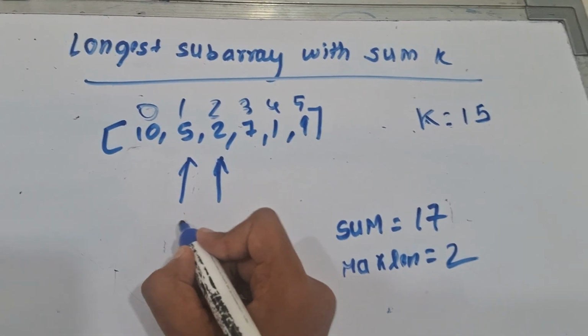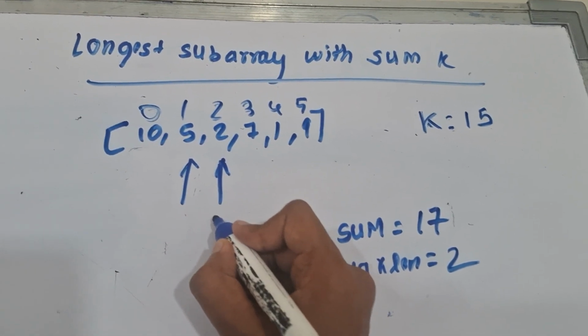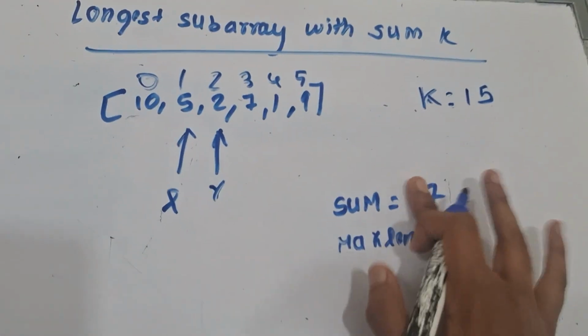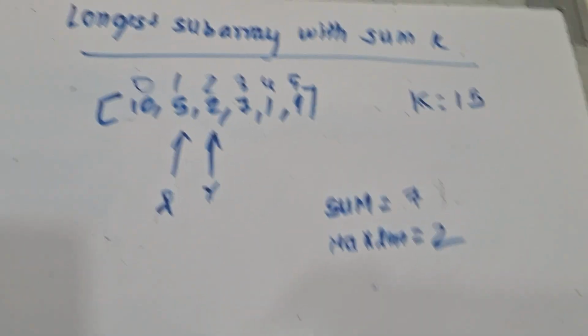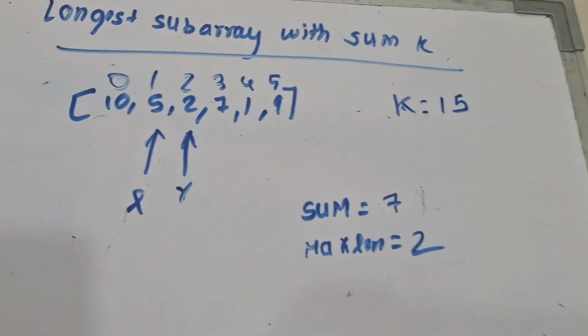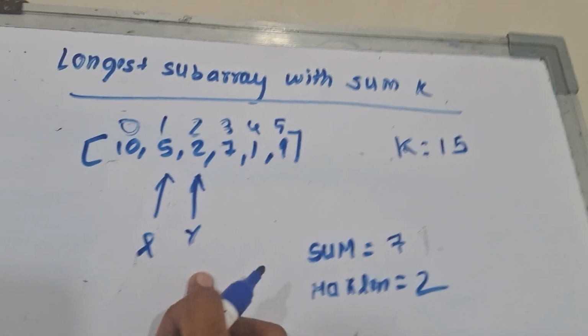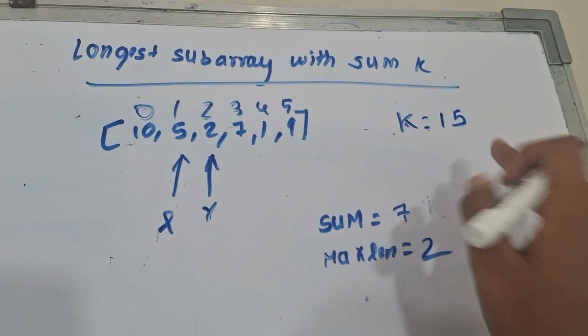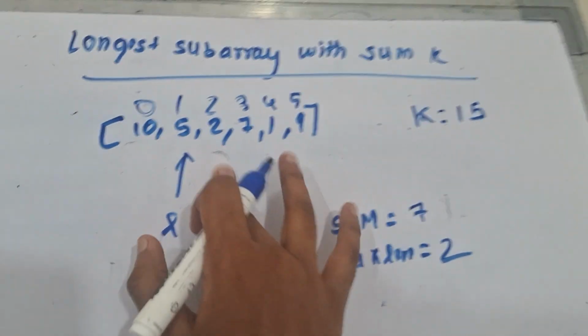So we shrink our sliding window. This is our right pointer, this is our left pointer. So as we shrink our sliding window, our sum becomes 7, which is less than k. Now we stop. Now we again increase our right pointer as our sum has become less than 15.